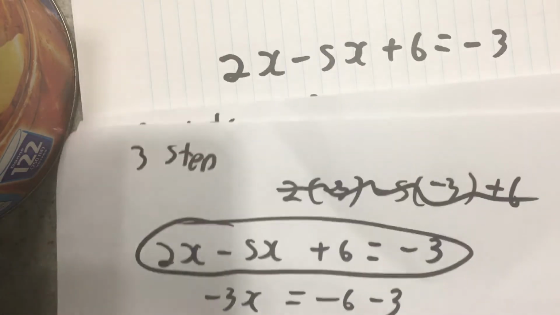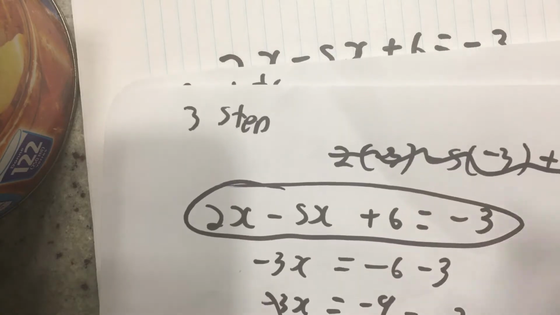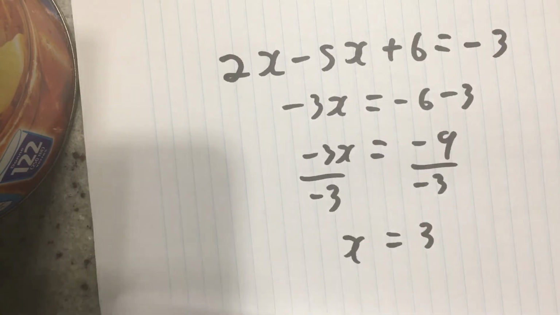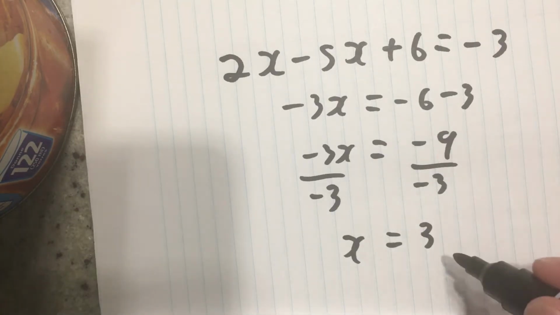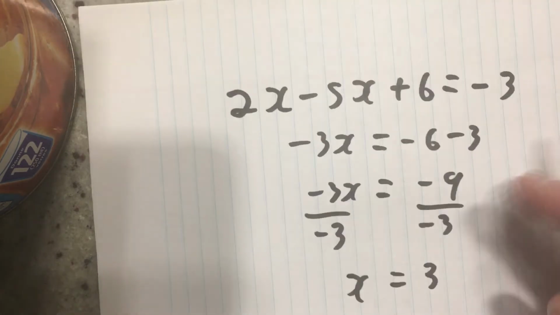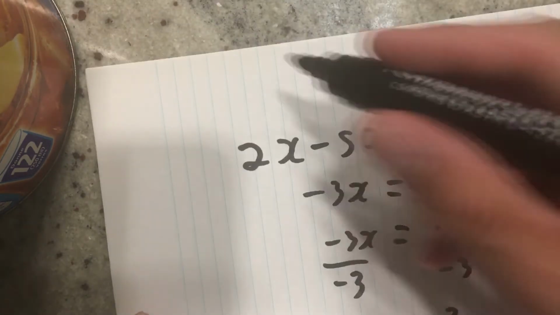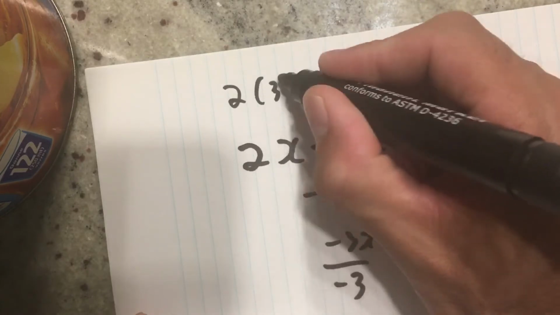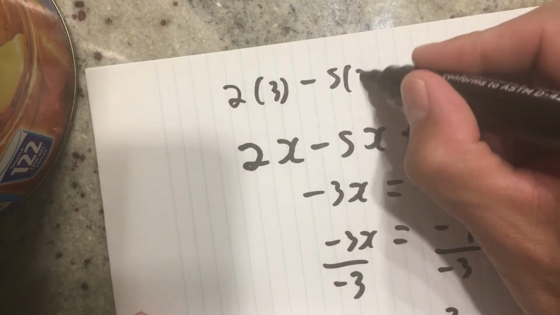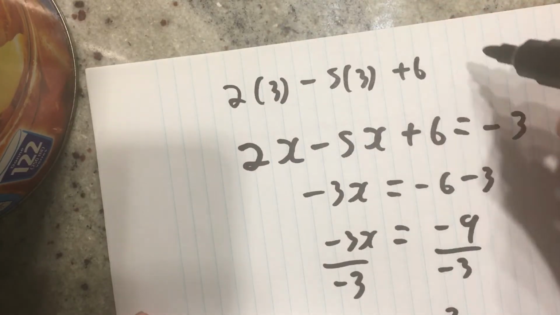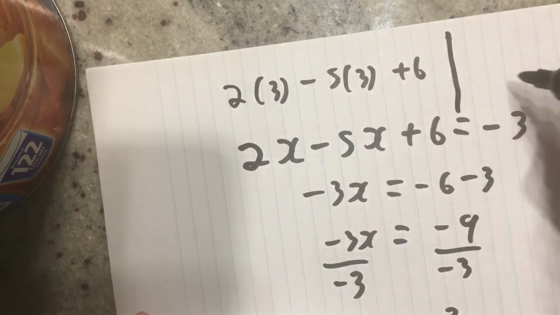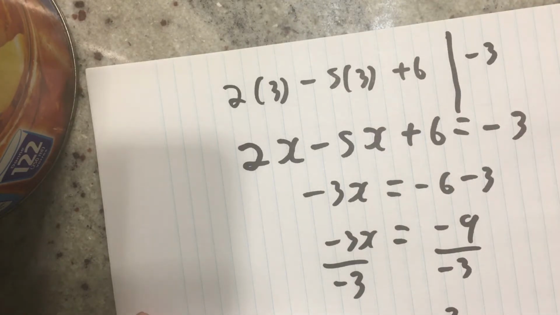It's kind of good for you to see how you check to see if you're right and then how you should follow up. All right, so now let's check. See if positive 3 works. So I'm going to replace every x with a positive 3. So I've got 2 times positive 3 minus 5 times positive 3 plus 6 over on the left, and I've got negative 3 over on the right.